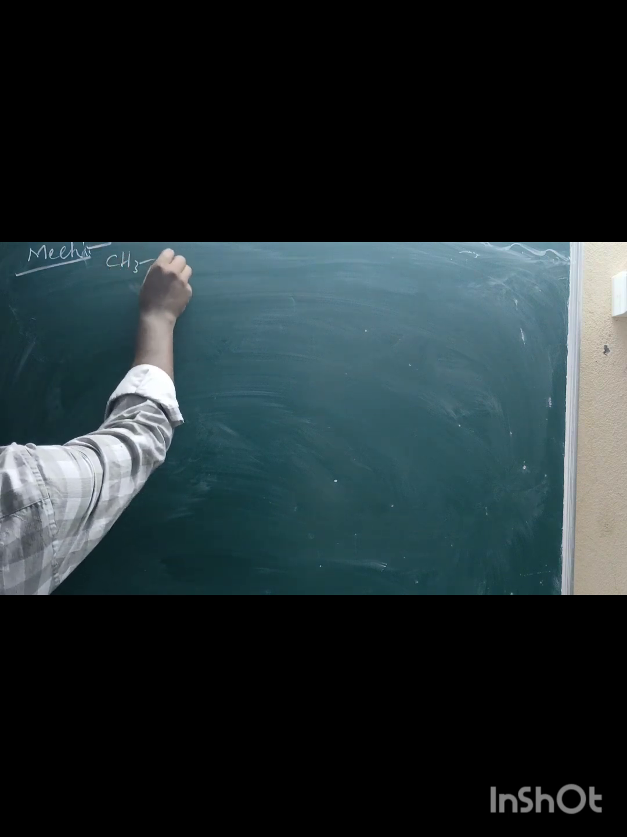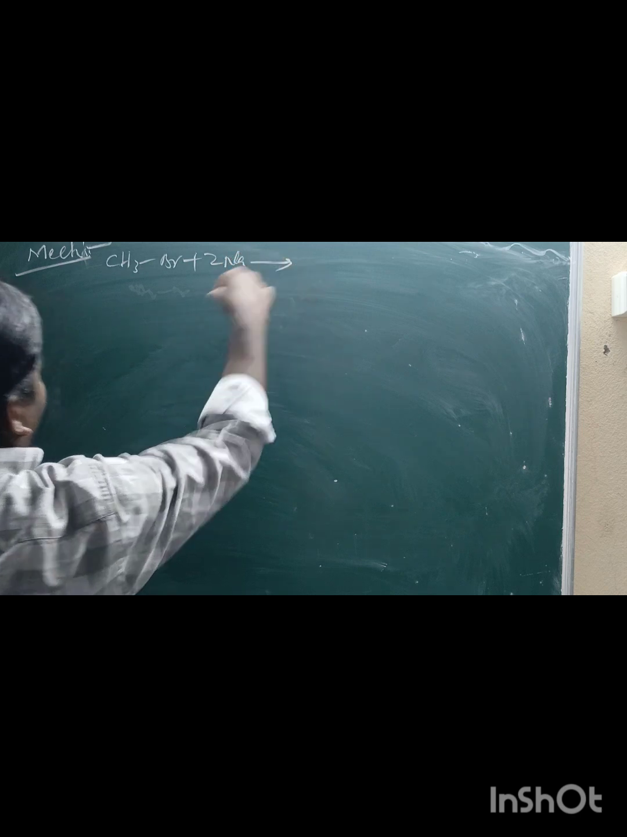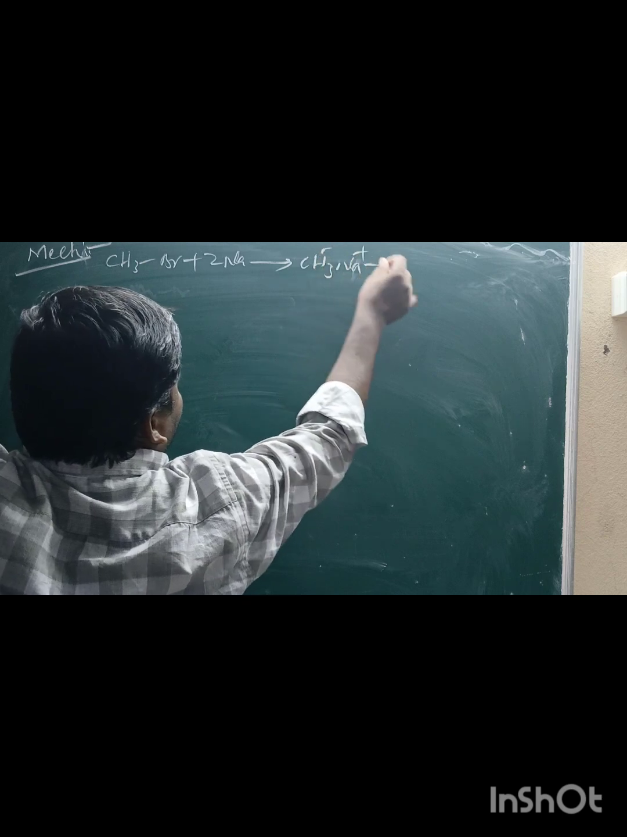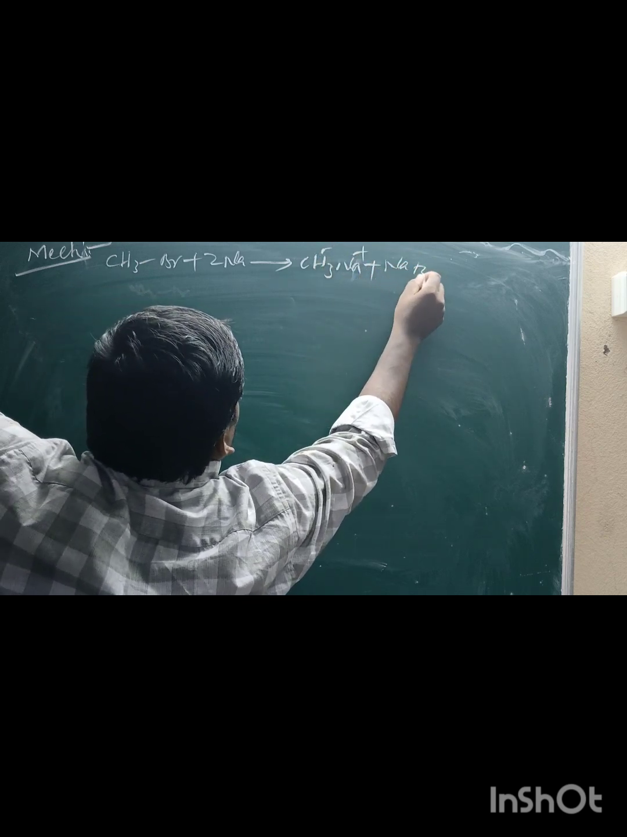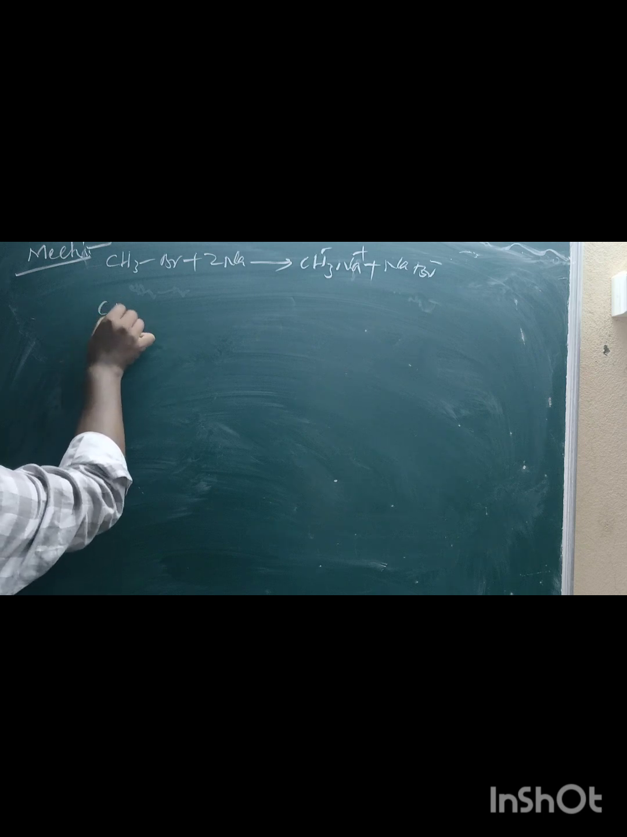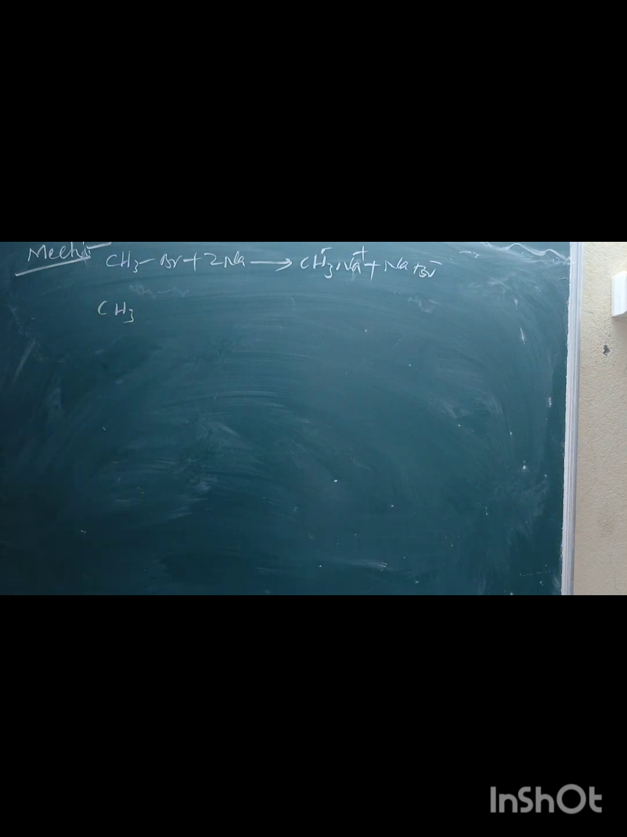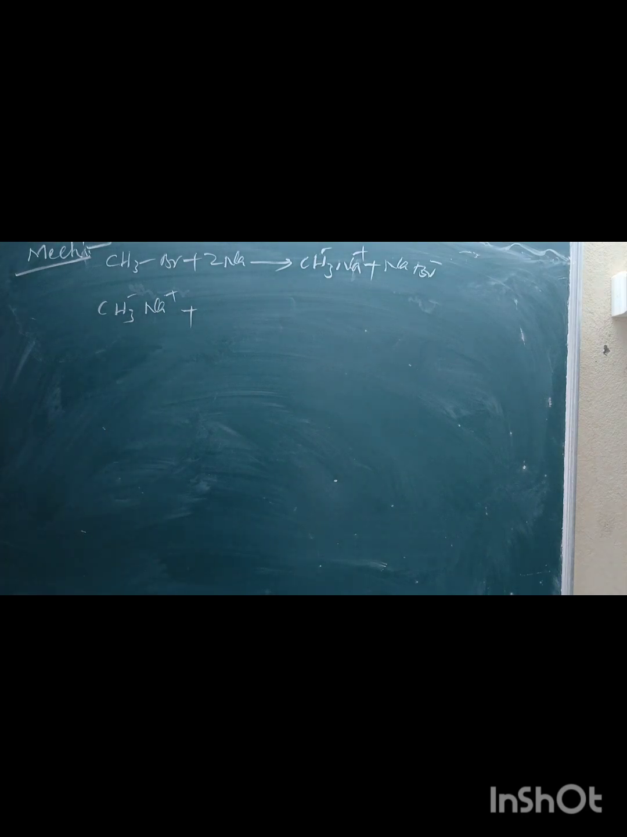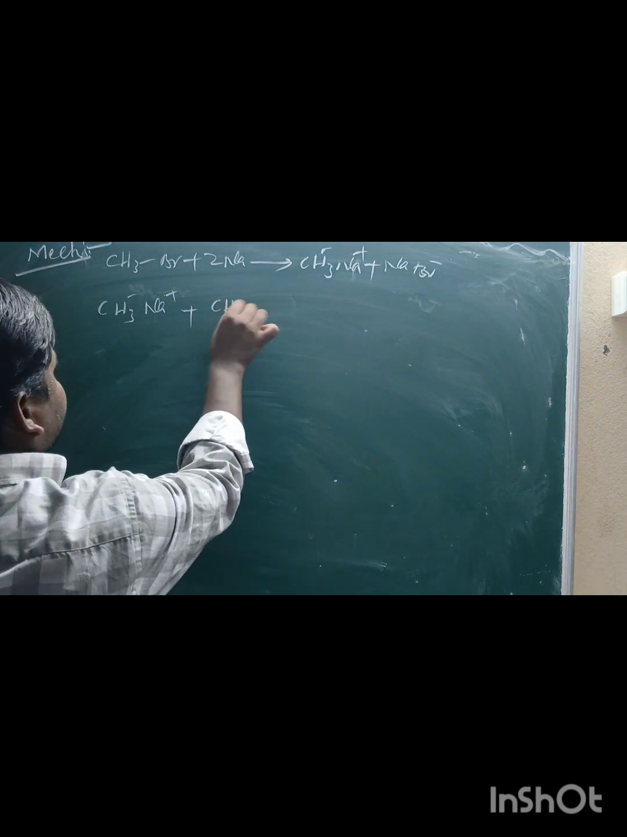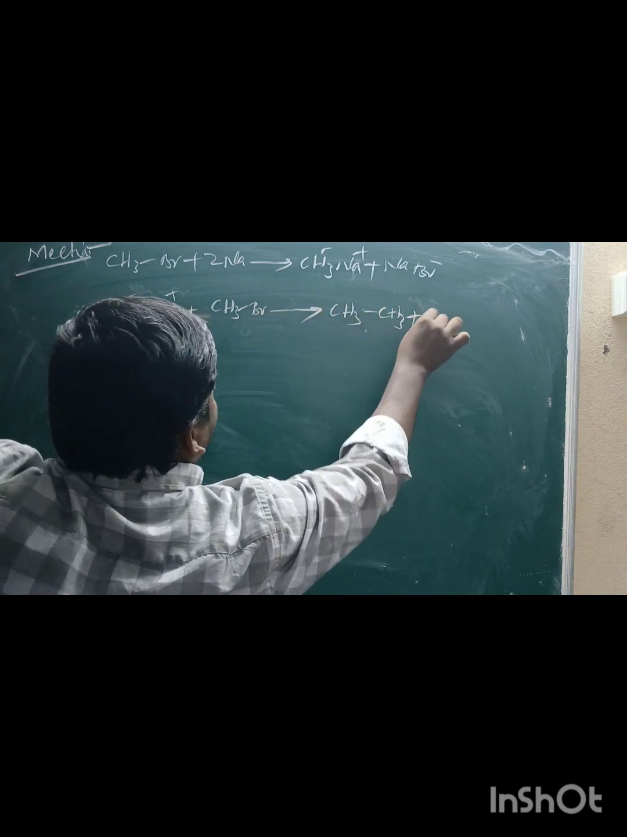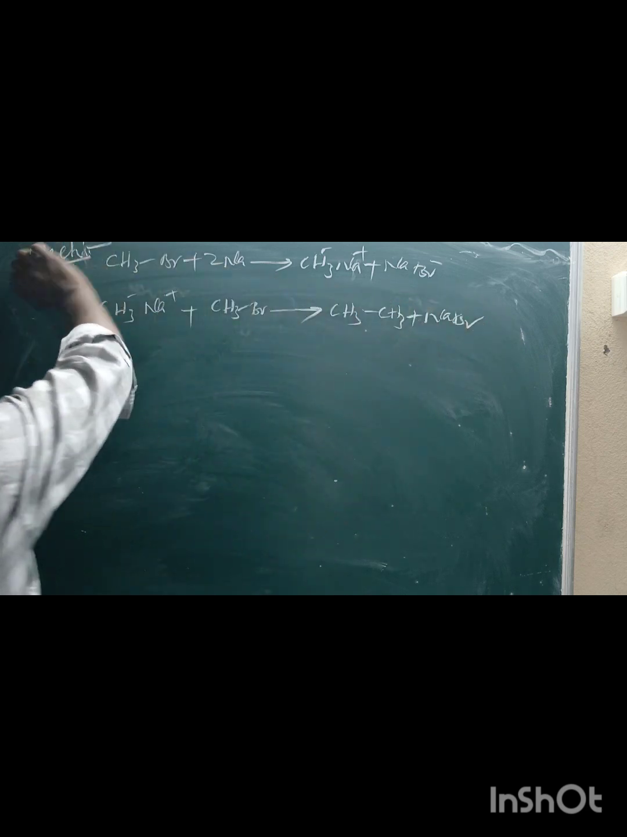Methyl chloride or methyl bromide reacts with sodium metal to form methyl sodium plus sodium bromide. This methyl sodium is again treated with methyl bromide to form ethane plus sodium bromide. This is one of the mechanisms.